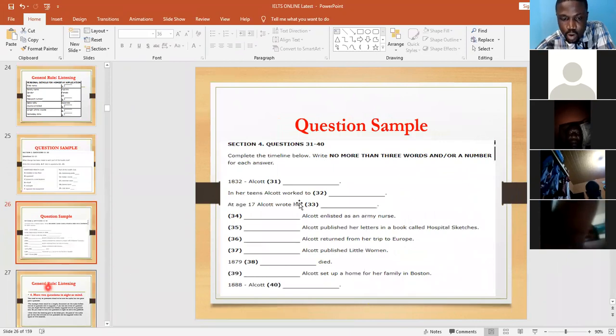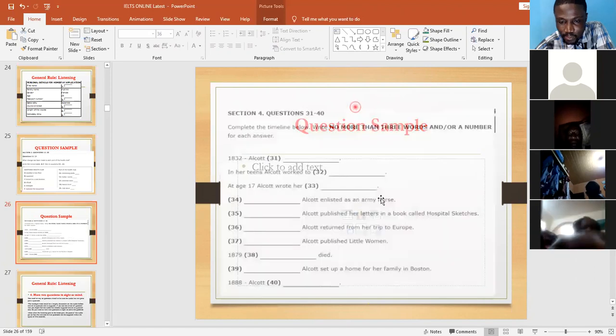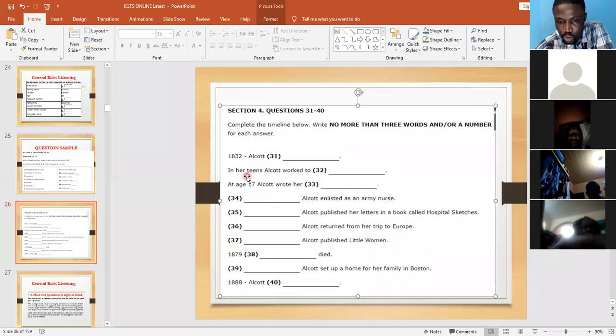Okay, now if you can see this question layout, I'm increasing this font for those having challenge with seeing it. This one is saying complete the timeline. So it's a timeline question. Write no more than 3 words or a number. So in this part, you can write 3 words. If it's a 4 word, then the 4th one must be a number. The number can either be written in numerals or in word. Once it's number, it's number.